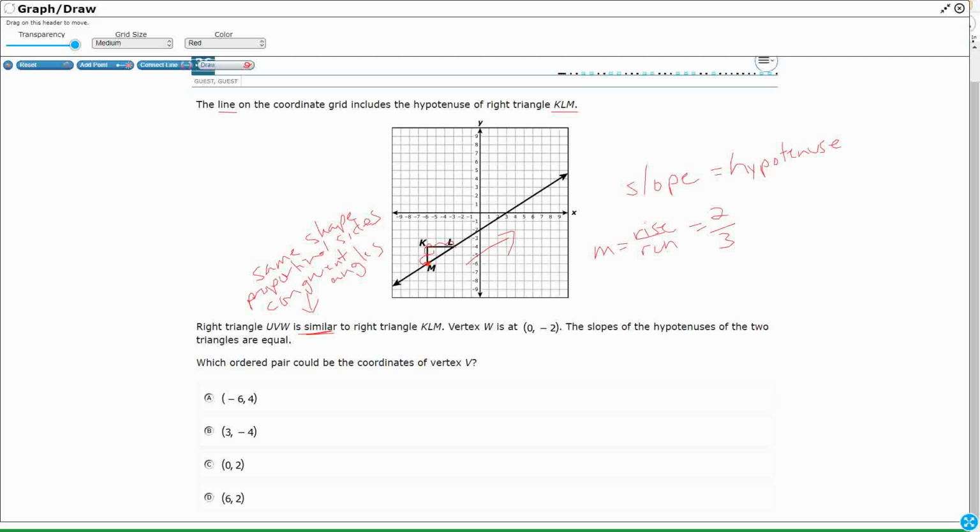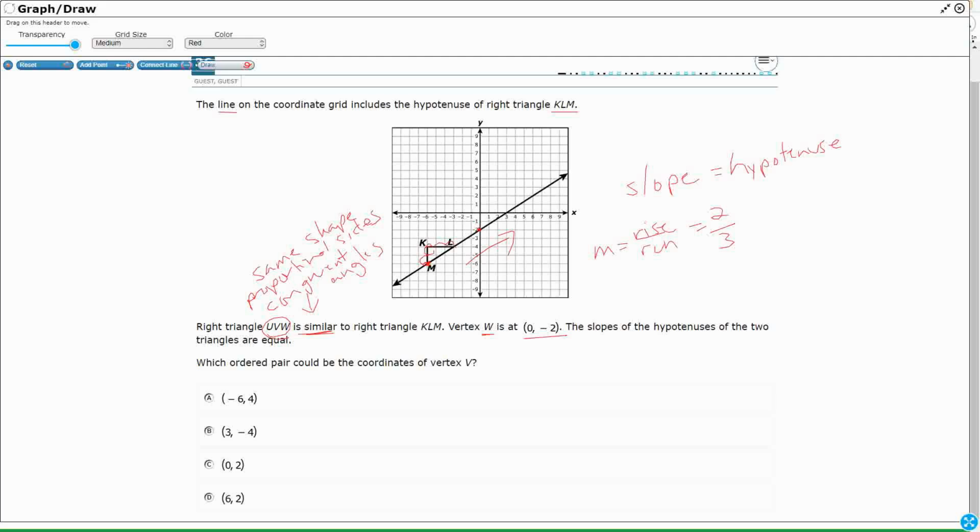It tells me about this similar right triangle, UVW, and it gives me a vertex, W. So let's put that at 0, -2. That's right here on this line. So if I know it's a similar right triangle, that means that the slope is going to be the same. Now, the size might be dilated a little bit. So what are some other possible points that I can put on this if I wanted to rise 2 and run 3?